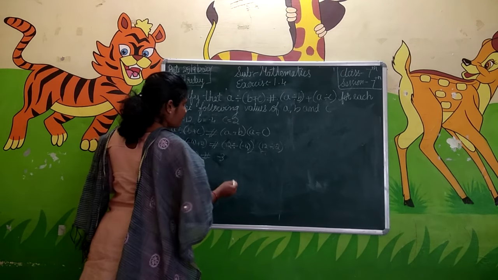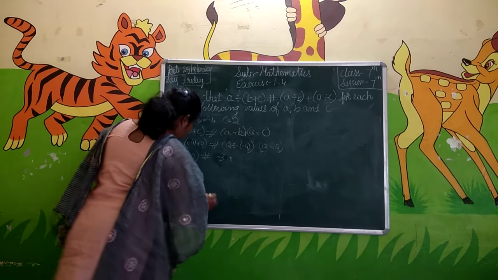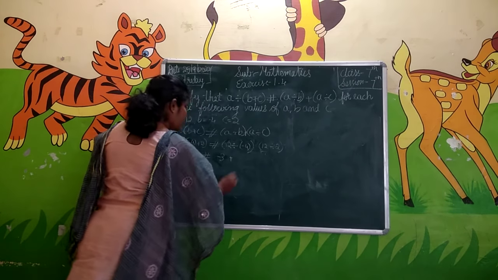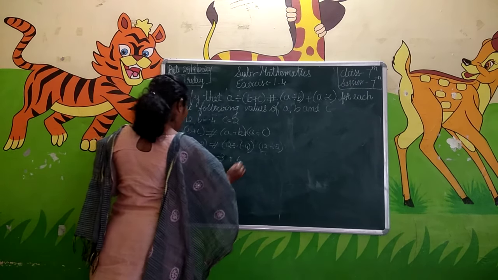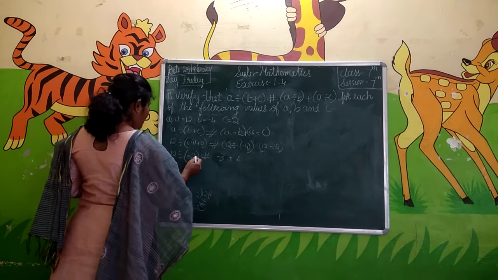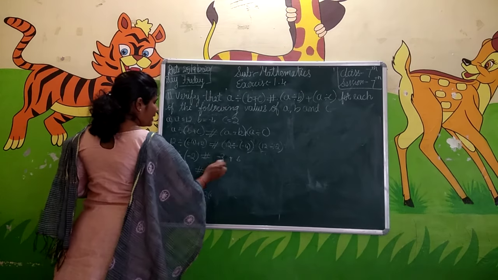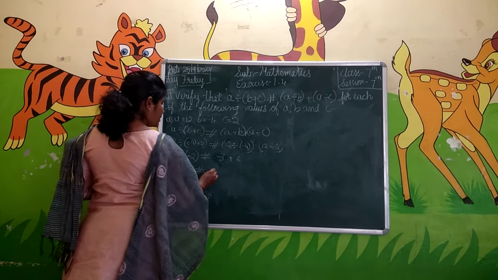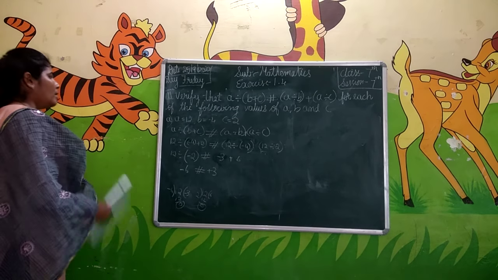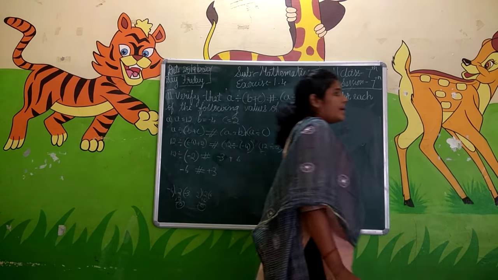Here they have done this. Plus 12 divided by 2: 2 sixes are 12, so the quotient is 6. Minus 3 plus 6 is plus 3. So minus 2 is not equal to 3. This is the verification. A divided by (B plus C) is not equal to A divided by B plus A divided by C.